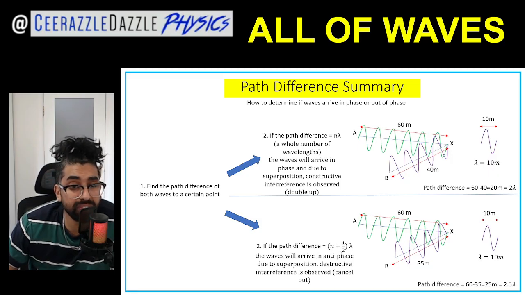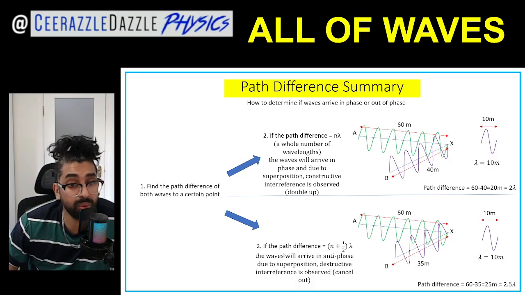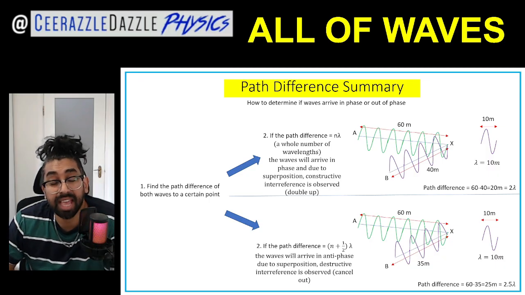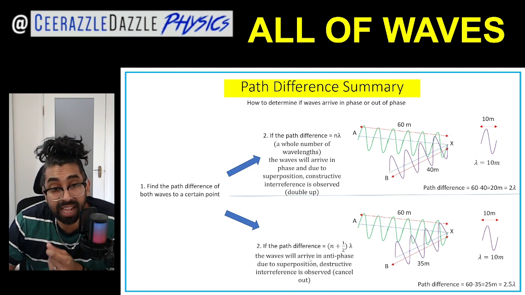What happens if the path difference is n plus a half lambda? Right, so if the path difference is half a wavelength, or 1.5 wavelengths, or 2.5 wavelengths, the waves will arrive in antiphase, and due to superposition, they will cancel out and destructive interference occurs.